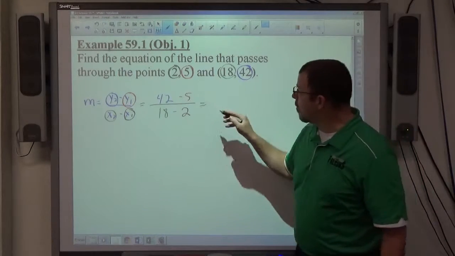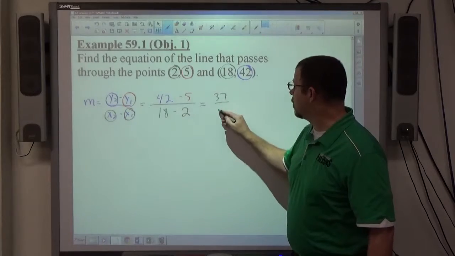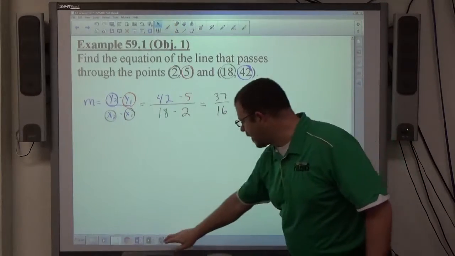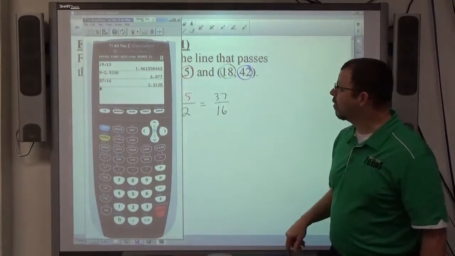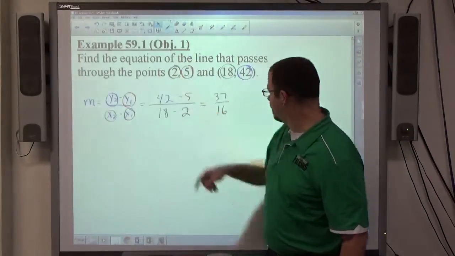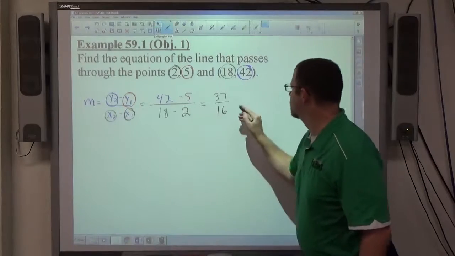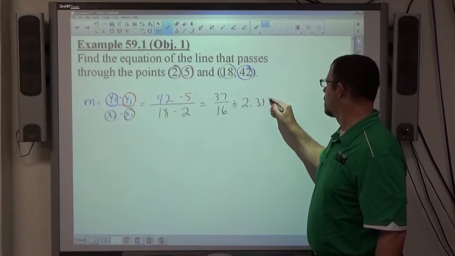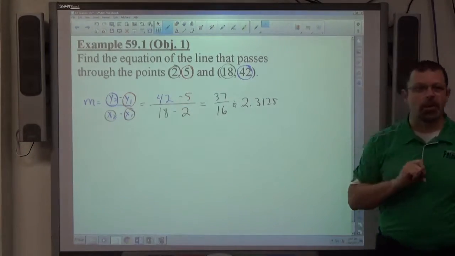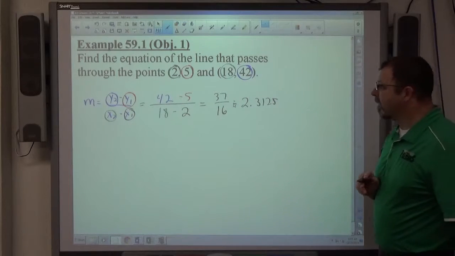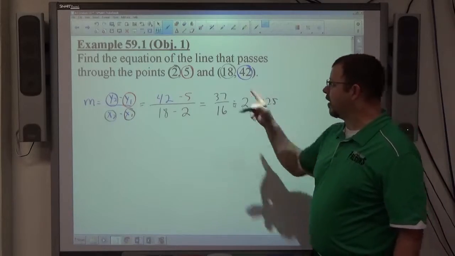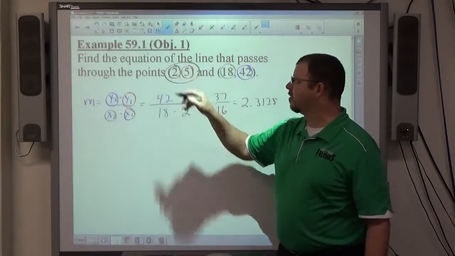So 42 minus 5 is 37, 18 minus 2 is 16. If I type in my calculator 37 divided by 16, it gets 2.3125. Give me slope to 4 decimal places when you're doing these problems. Then, once I know what the slope is, I take one of the 2 points. I can pick either one. I like (2, 5) better because the numbers are smaller.